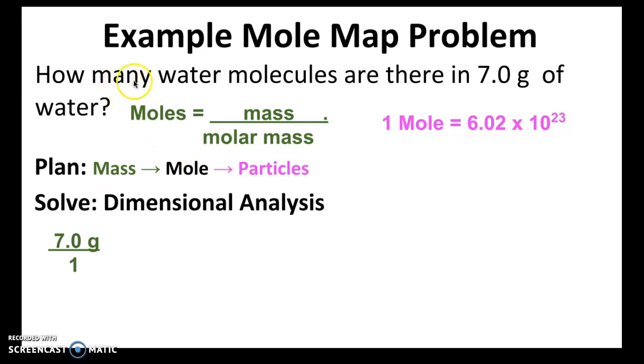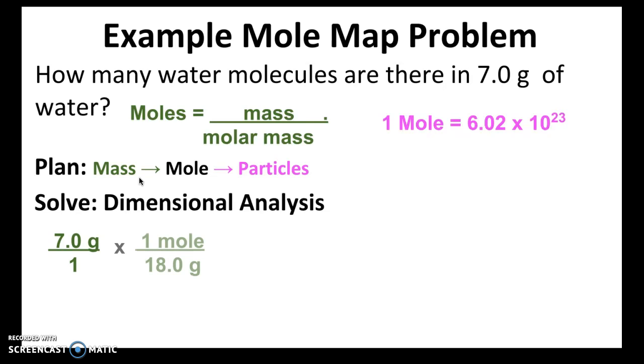So in this example, again, we're starting off with 7 grams of water, and we want to go from mass all the way to particles, and we're doing that from mass to moles to particles. So the first thing is the units for mass are grams, and I want to get rid of that unit, and I want to keep the units of moles. To do that, I'm going to have to multiply this fraction by another fraction known as a conversion factor. That conversion factor will allow me to cancel out my grams and keep my moles.